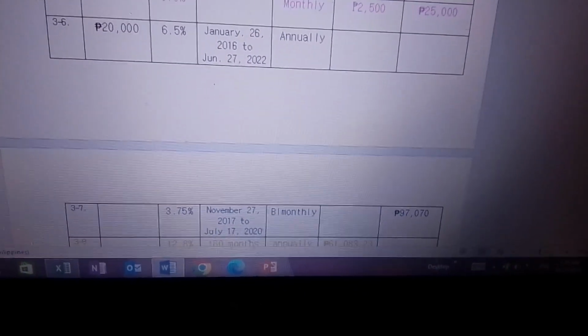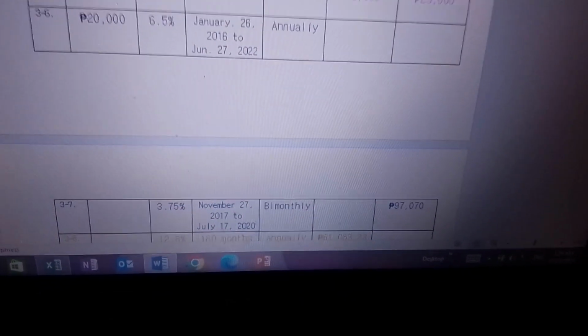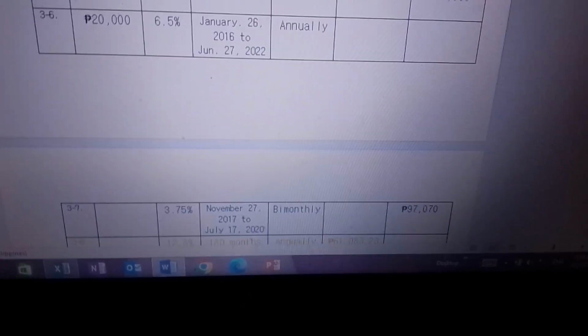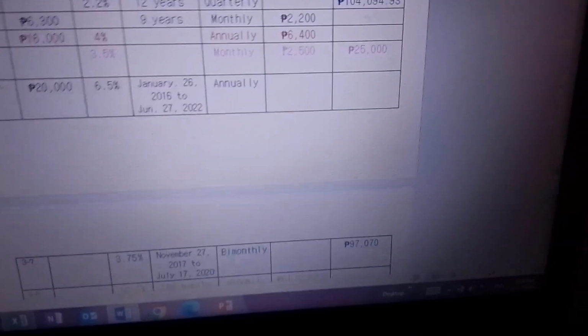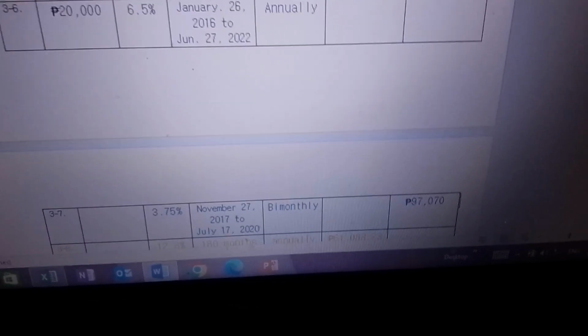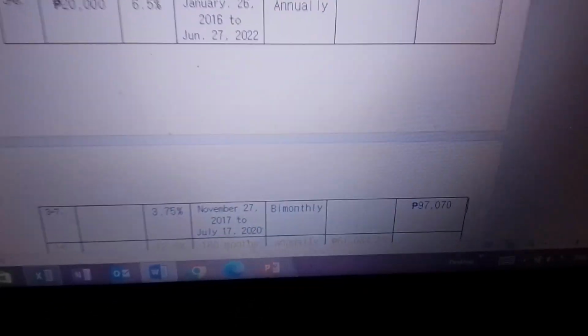So, for number 7, we have this. If I remember, our principal is not known. Pero our rate is 3.75%. Our time unit, ayan. Look at our time unit. Our time unit is from this day up to that date. November 27, 2017 to July 17, 2020. Our compounding period is bi-monthly. And then we have the interest amount. So now our goal is to solve for the principal and then from there get the interest.